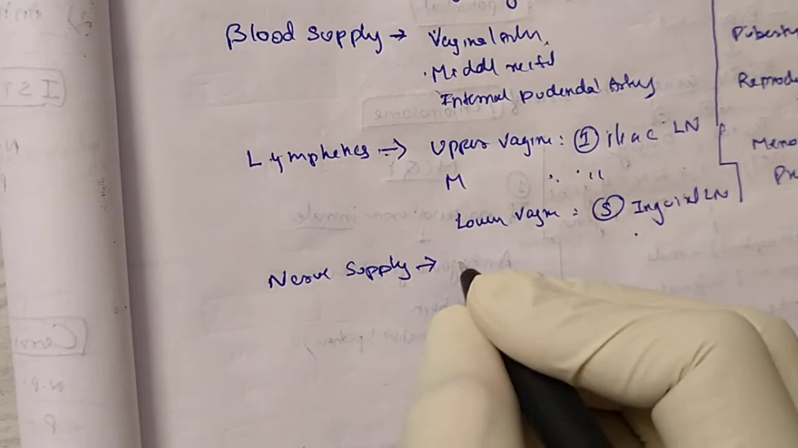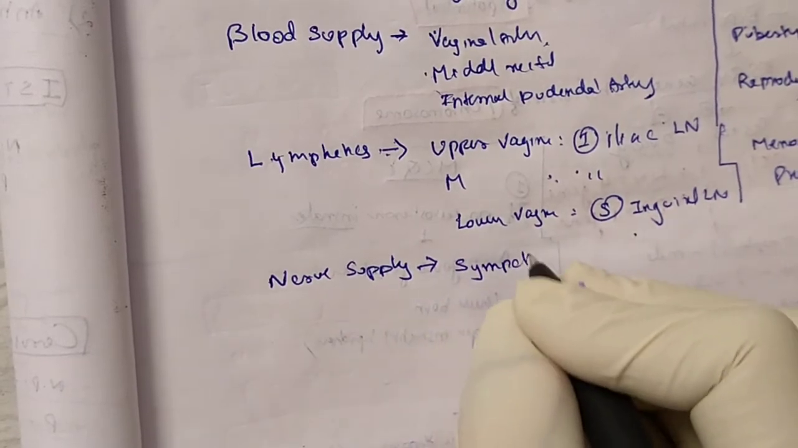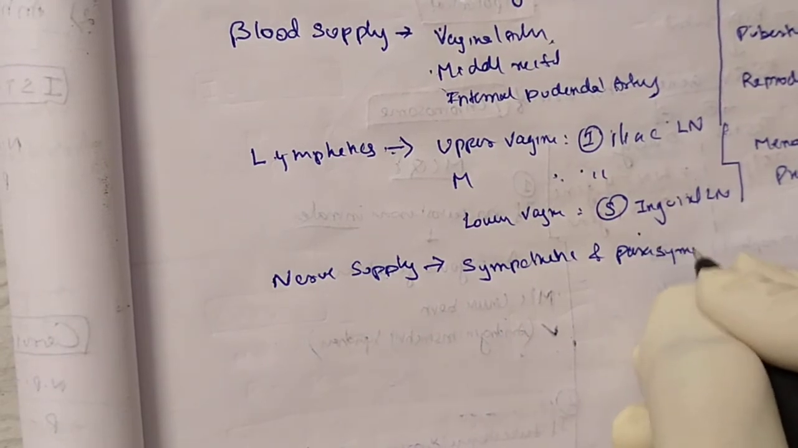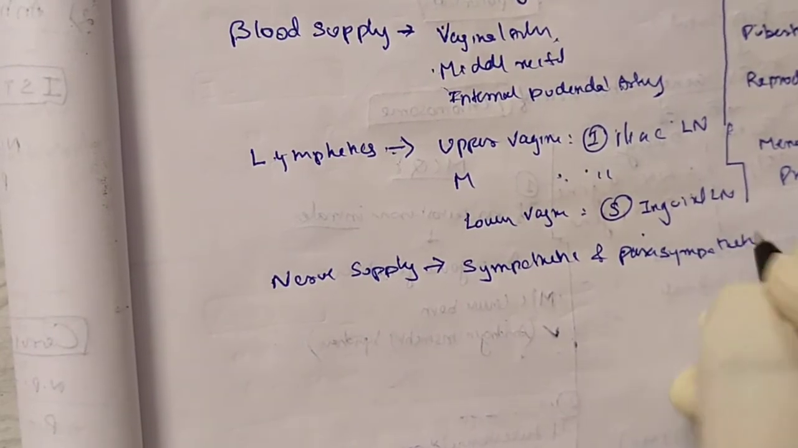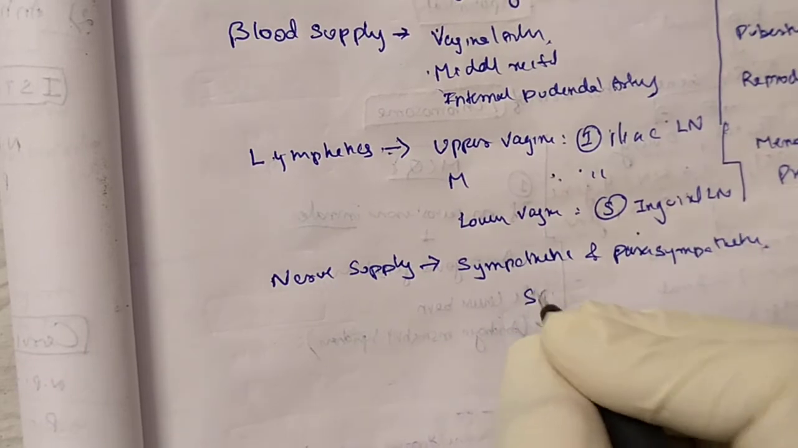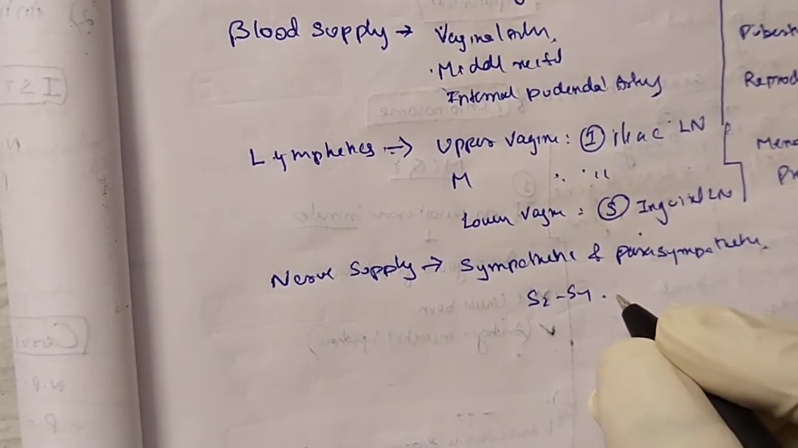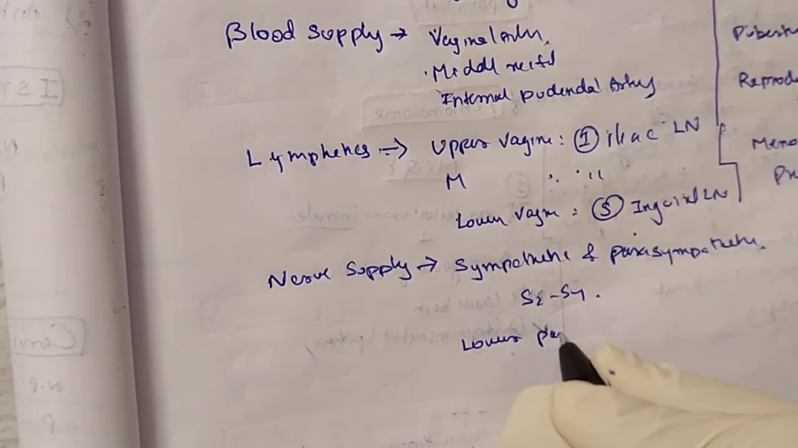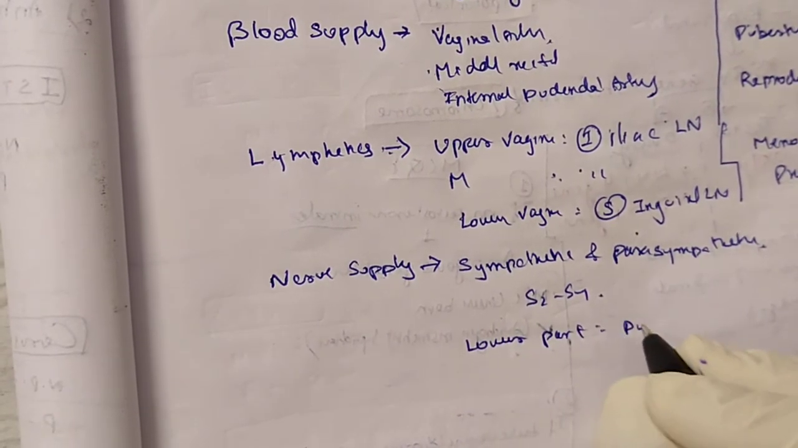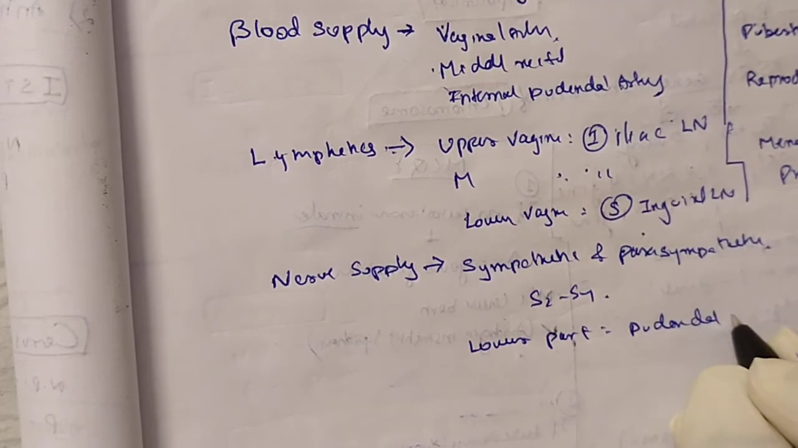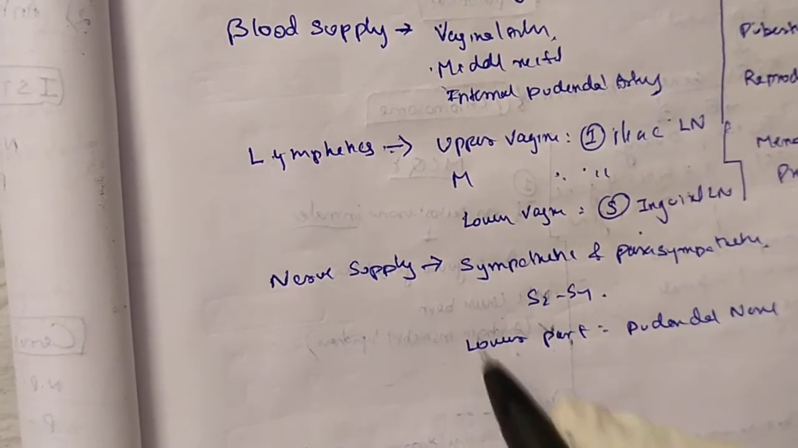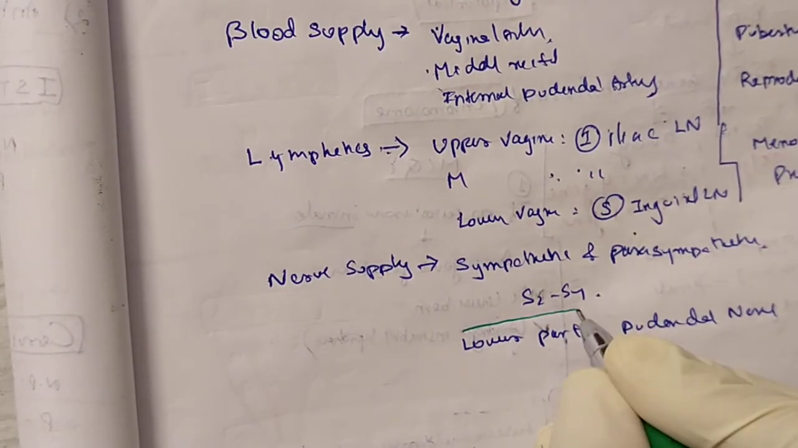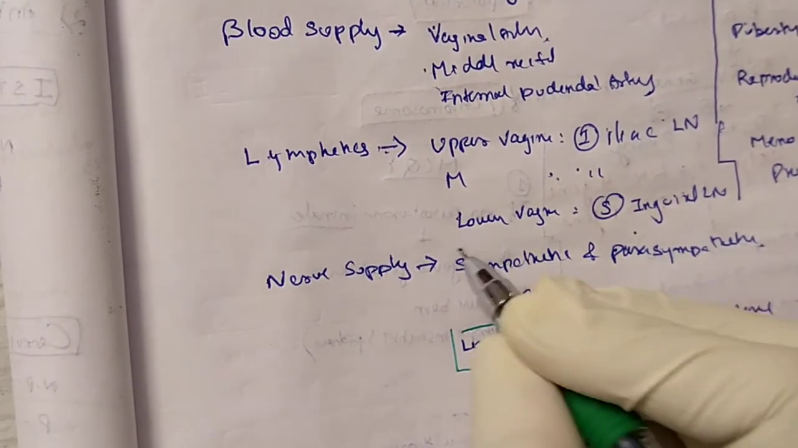Then coming to nerve supply. We have sympathetic and parasympathetic nerve supply from S2 to S4. But here also the lower part is supplied by pudendal nerve. So you have to remember always that the lower part has different lymphatic supply, different nerve supply.